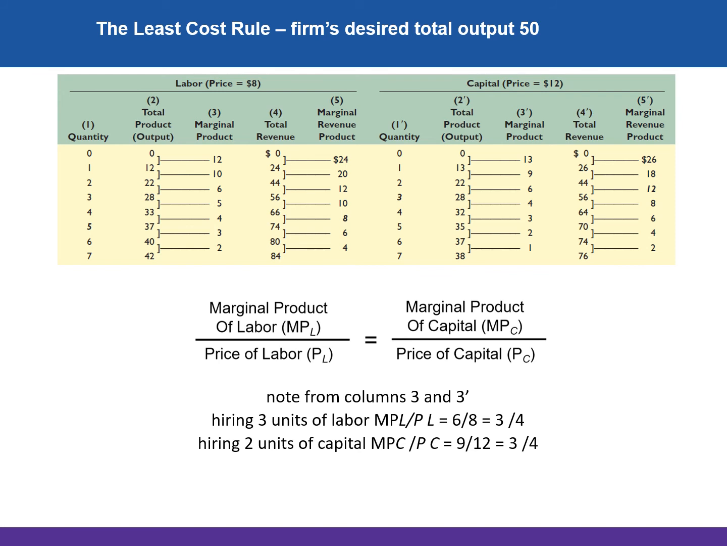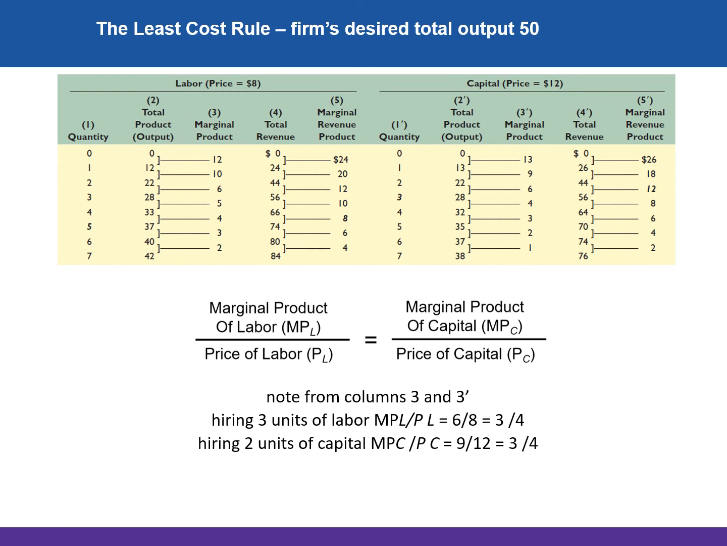Concentrate your energies now on columns 3 and 3 prime. Column 3 gives us the marginal product of labor. Column 3 prime tells us the marginal product of capital. So if we hire 3 workers, the marginal product of the third worker is 6. Therefore, we will have an equation of 6 over 8 on the left-hand side. The marginal product of the third worker is 6 over the price of labor of 8, 6 over 8. 6 over 8 reduced works out to be 3/4.